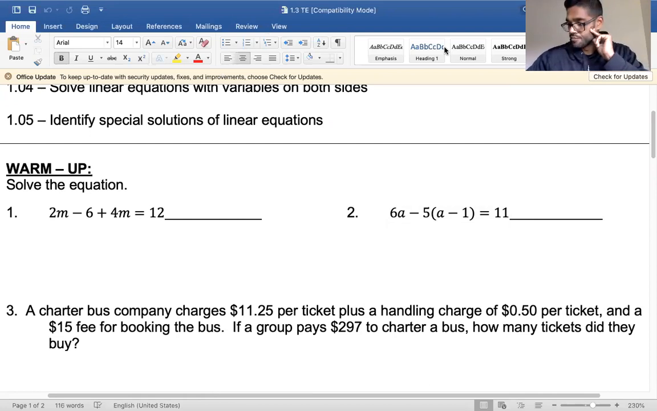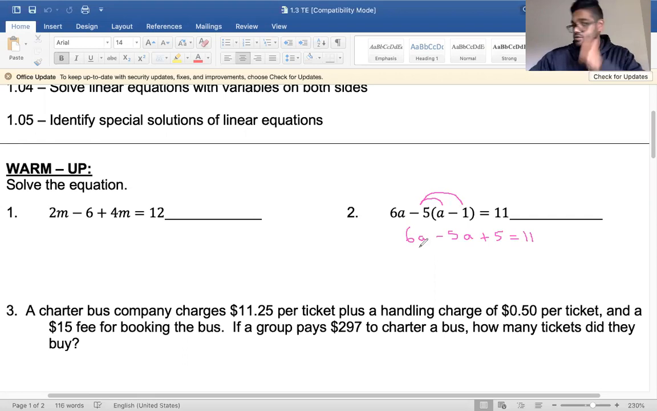But here we go. We're going to do number 2 here, just because it's a good review of distributing. So remember, when we distribute, we take this -5, and it's got to get distributed to both the a and the 1. So we have 6a minus 5a, and then -5 times -1 is a positive 5, equals 11.